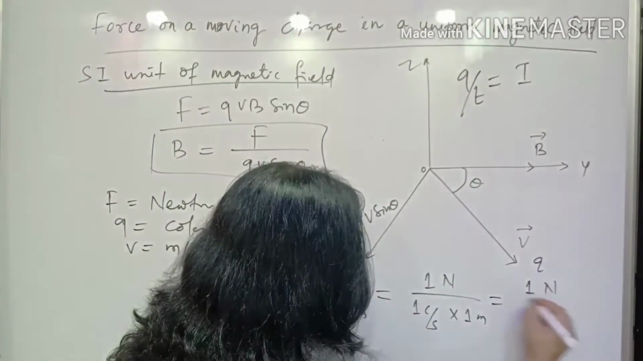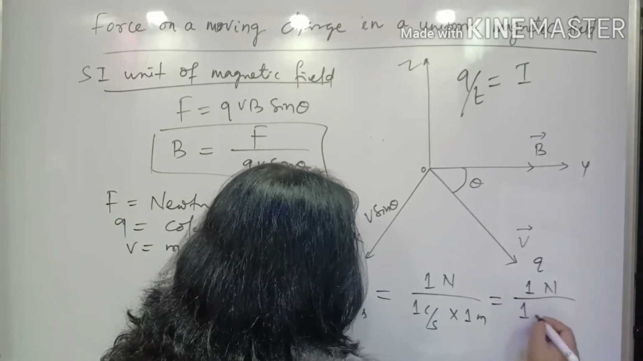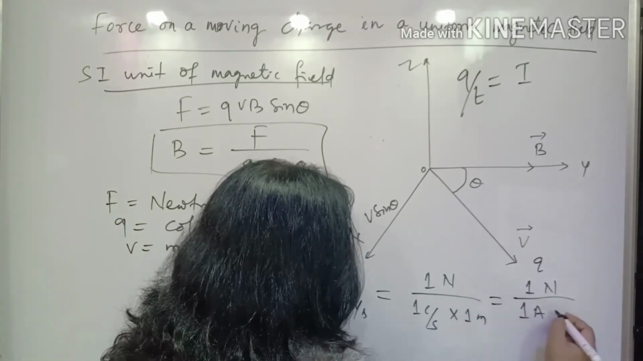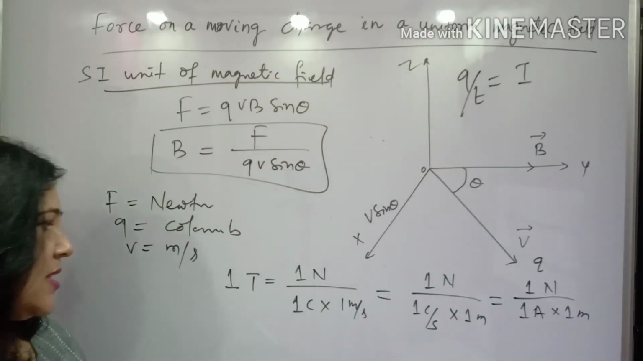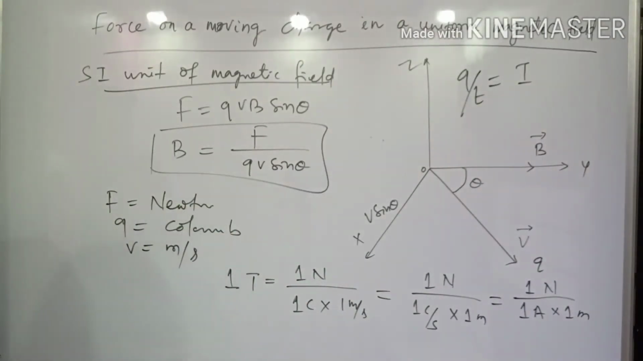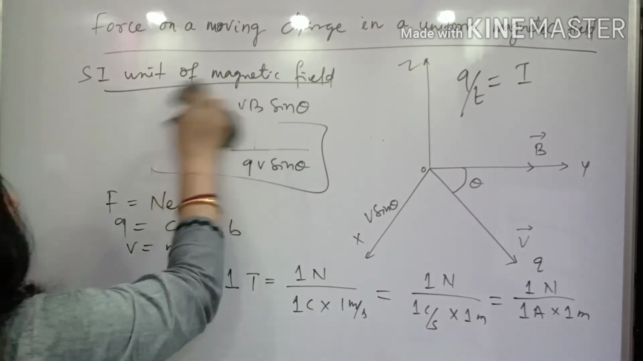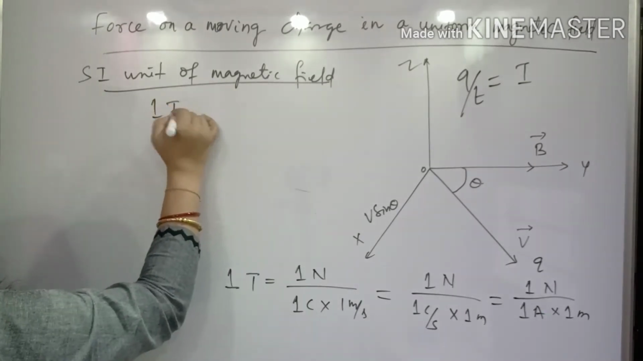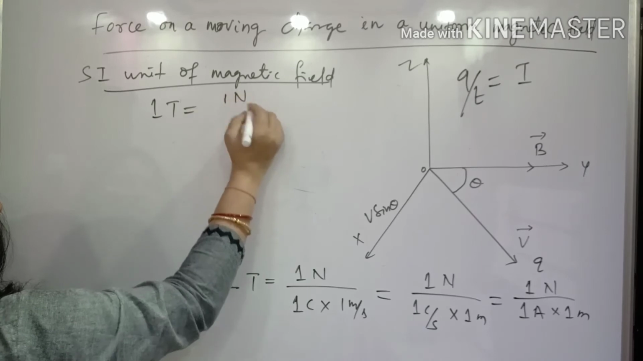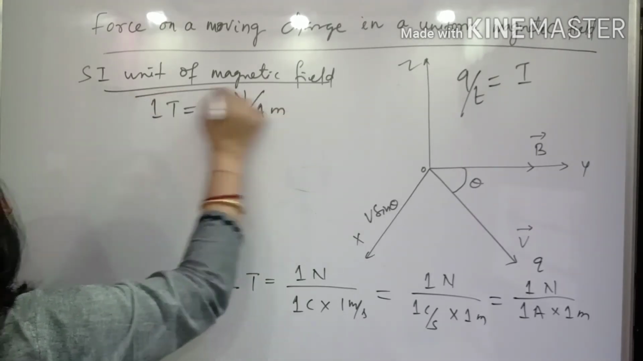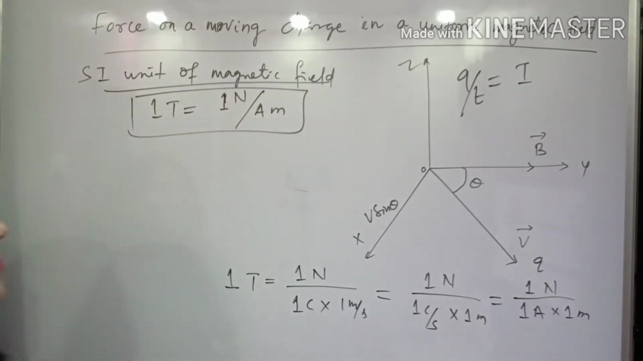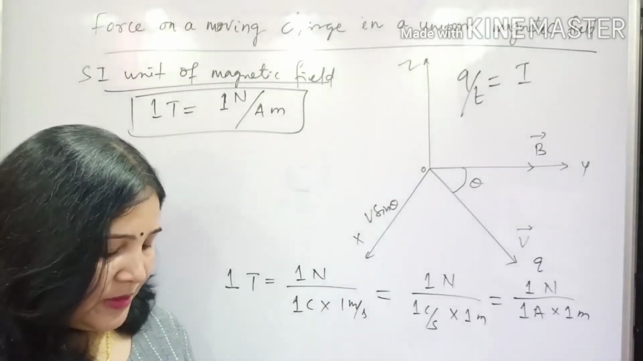So that is 1 Newton, and 1 Coulomb per second is 1 ampere, and this is 1 meter. Okay, so this is the relation between Tesla and Newton, ampere, meter. 1 Tesla is nothing but 1 Newton per ampere meter.